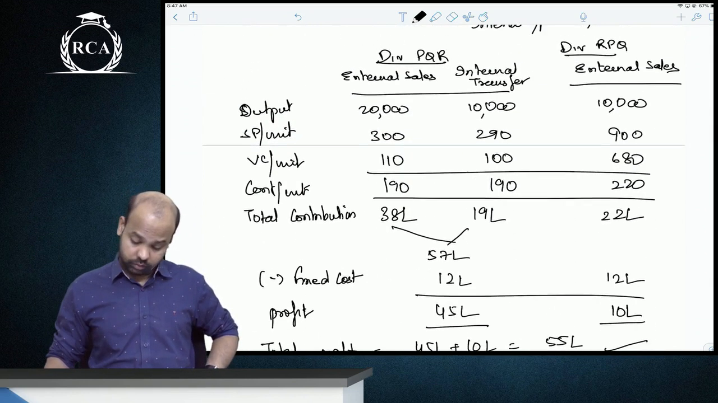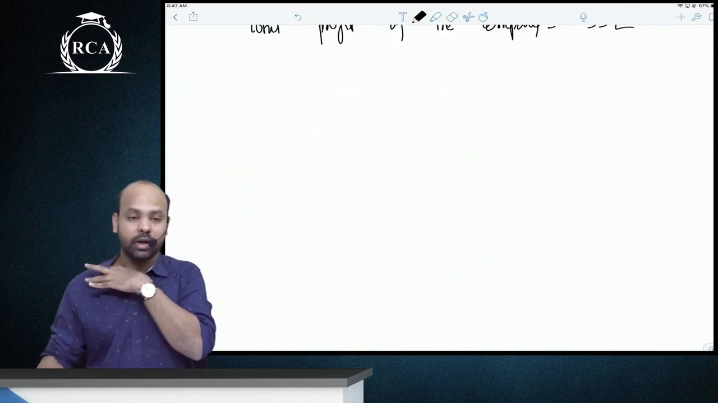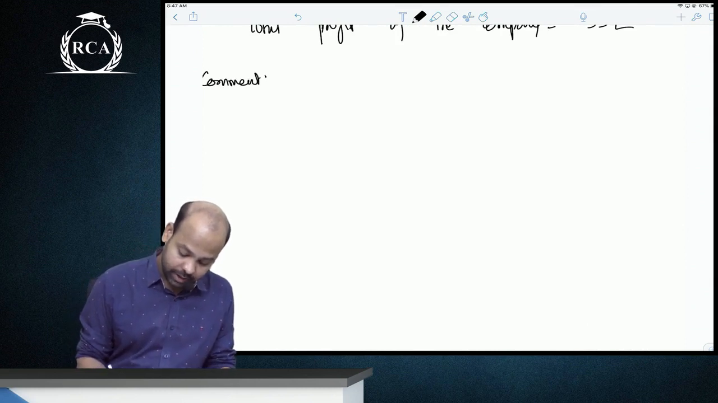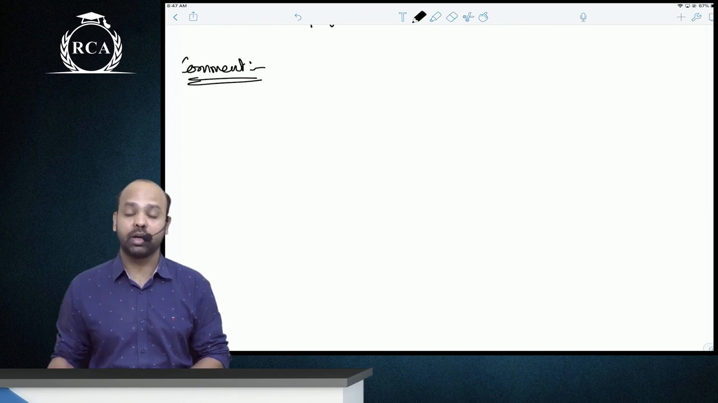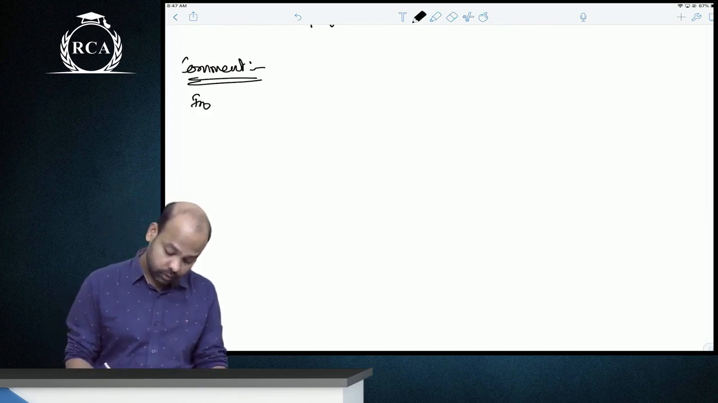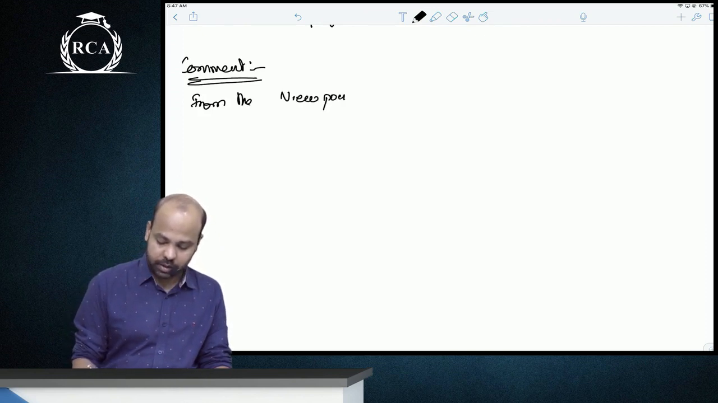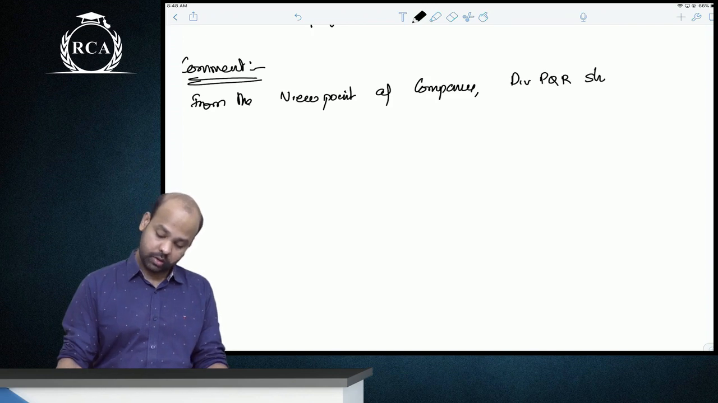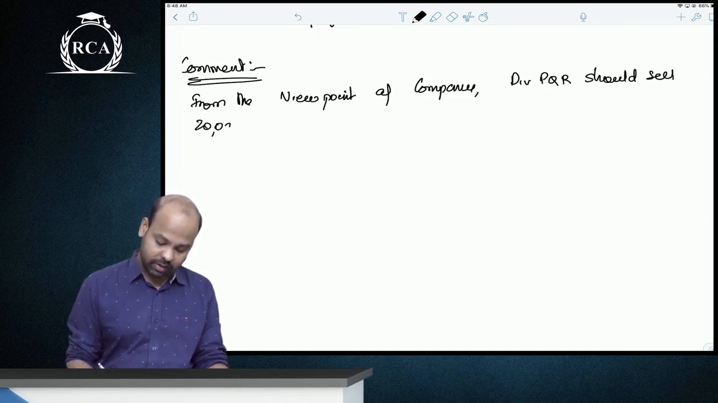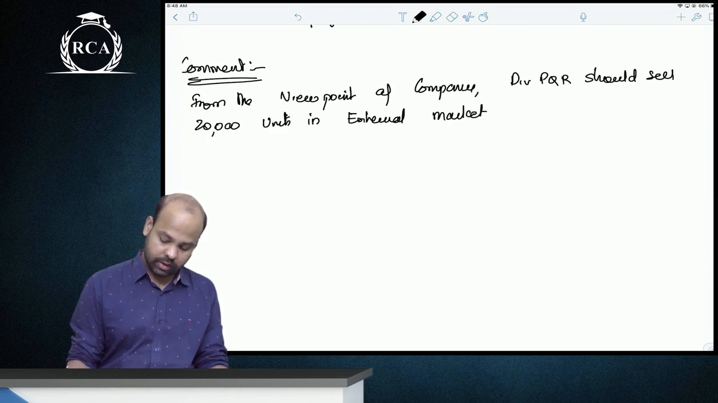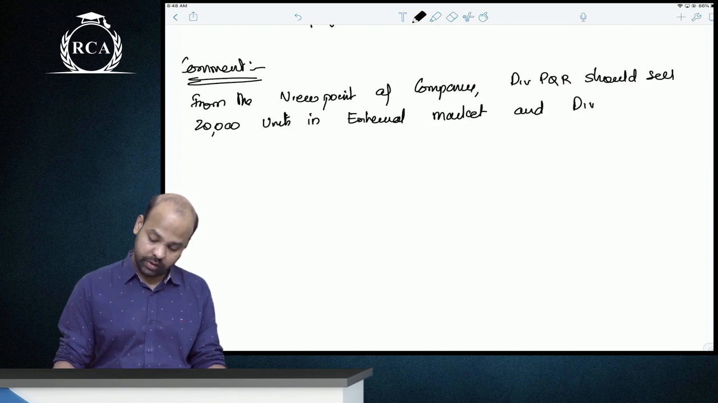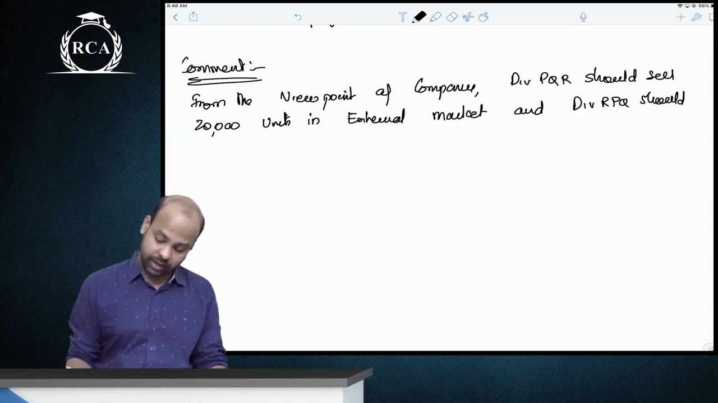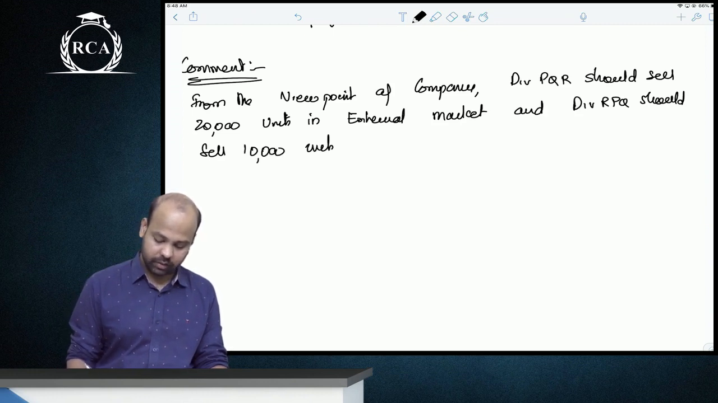Copy this, beta. Write down, guys, all of you, the comment from the viewpoint of the company. From the viewpoint of the company, division PQR should sell 20,000 units in the external market, and division RPQ should sell 10,000 units out of internal transfers. So how do you know this?